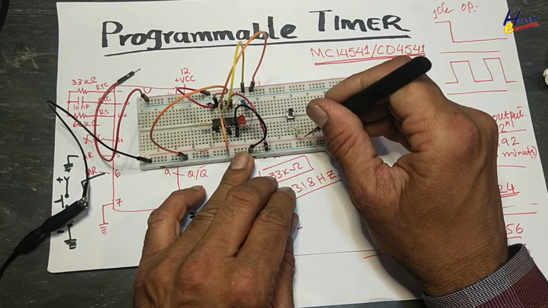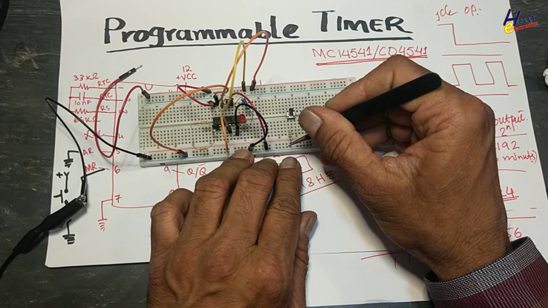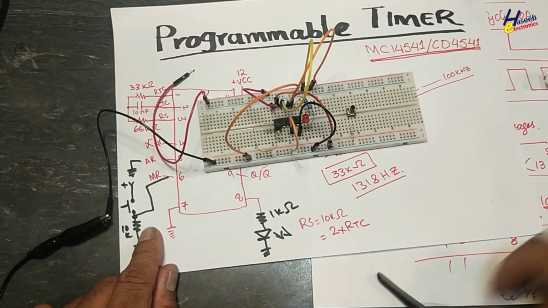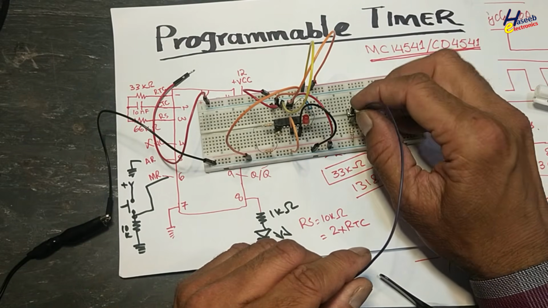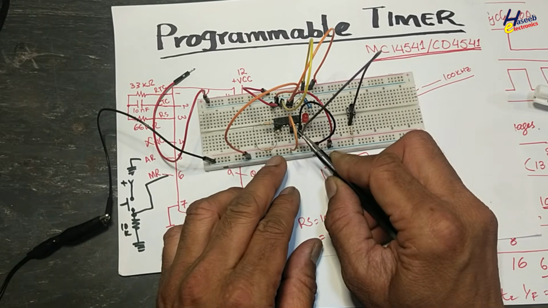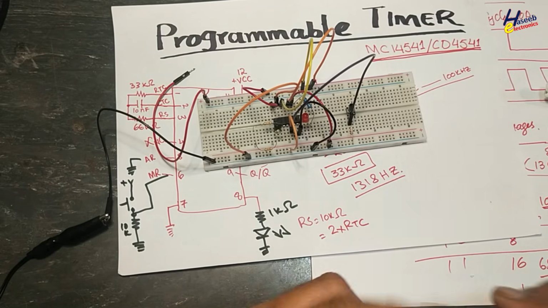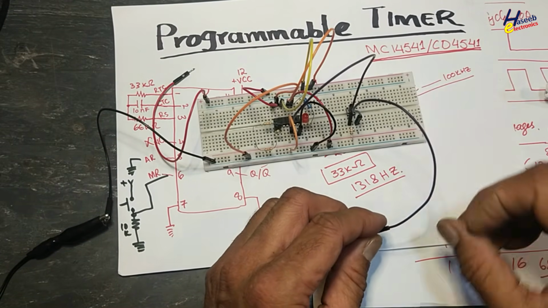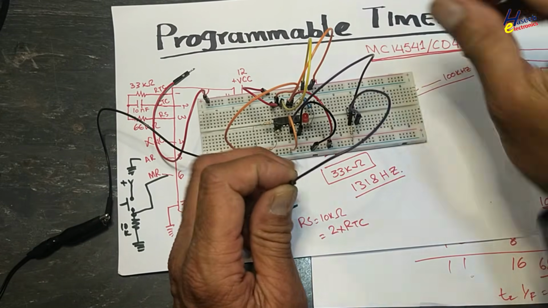One side of the switch is connected to 10 kilo ohm resistor. Resistor second side grounded. The same point will be connected to pin number 6, that is common point for resistor and this switch. Pin number 6, master reset. Anytime we will press this button, this IC will go in reset. Switch second side is connected to high, positive voltage.